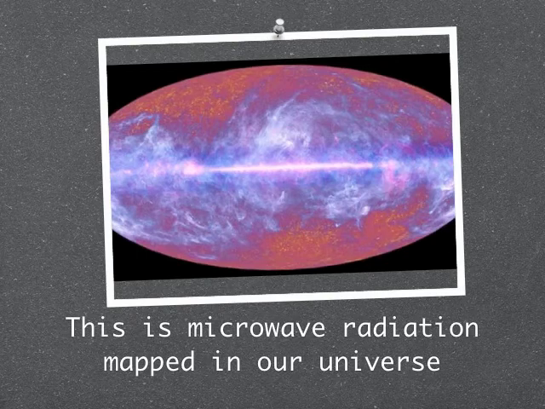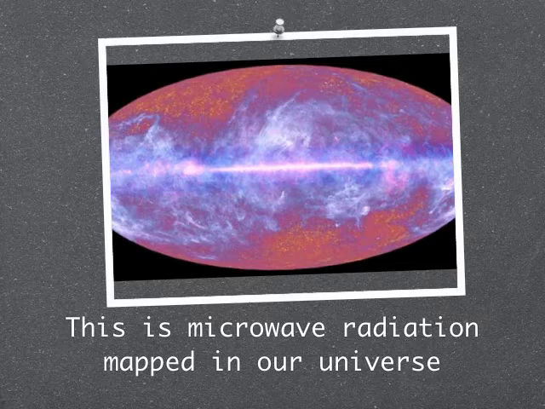This is the microwave radiation mapped in our universe. The center part is where most of the galaxies are located. And we're going to look at in a second that the older galaxies, the older things, are out towards the center, or out towards the outside. So if you look at kind of the pinkish colors, those are going to be the older galaxies. And so the microwave radiation is weaker out there.